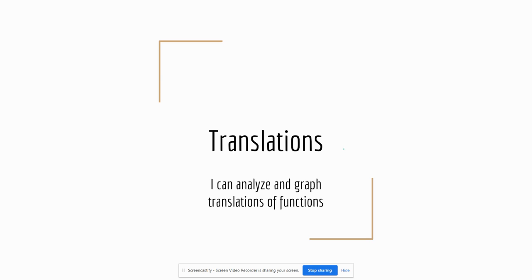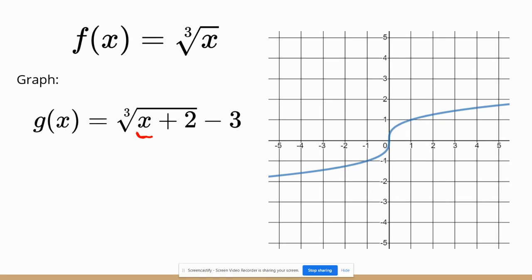This section is about going back and forth between equations and graphs of functions when you're doing translations. So you should be comfortable looking at an equation with a translation in it and understanding what the graph will look like, and you should be comfortable looking at a graph and understanding what the equation would look like.